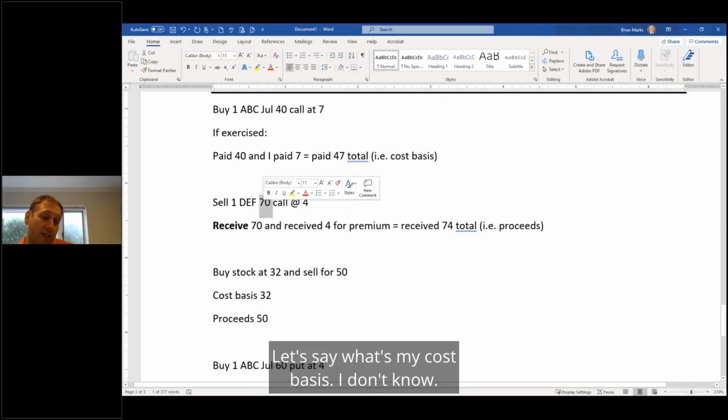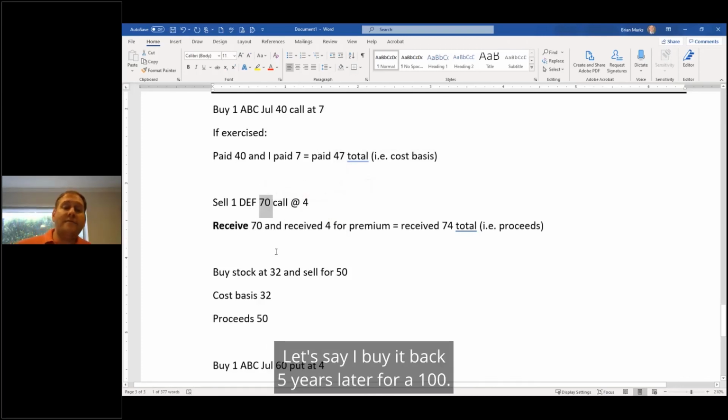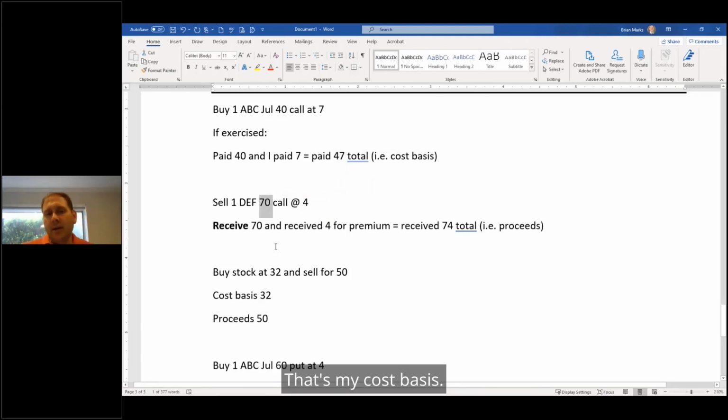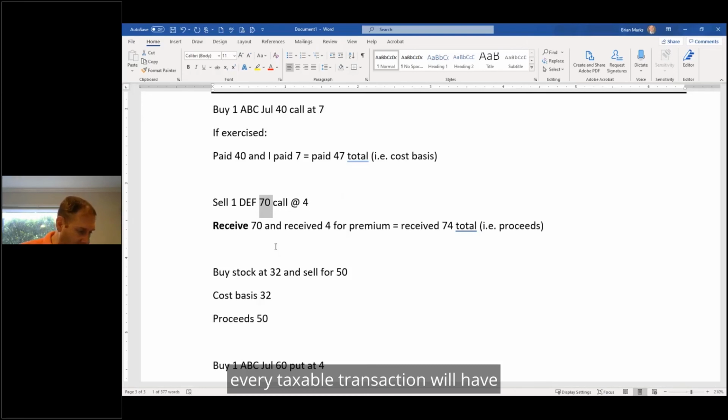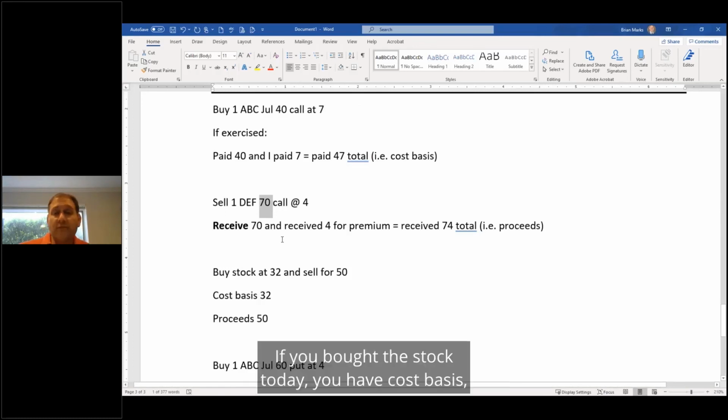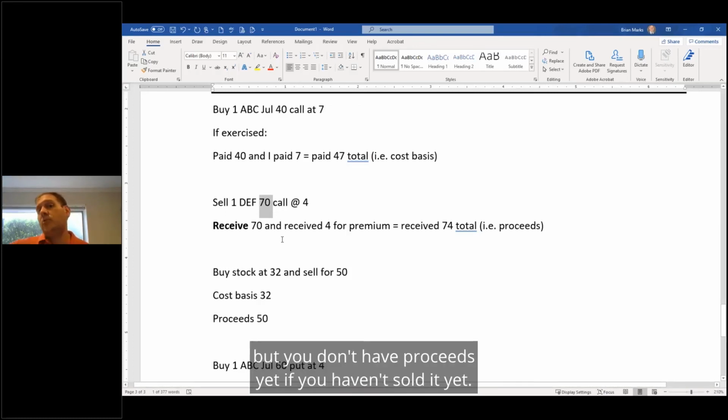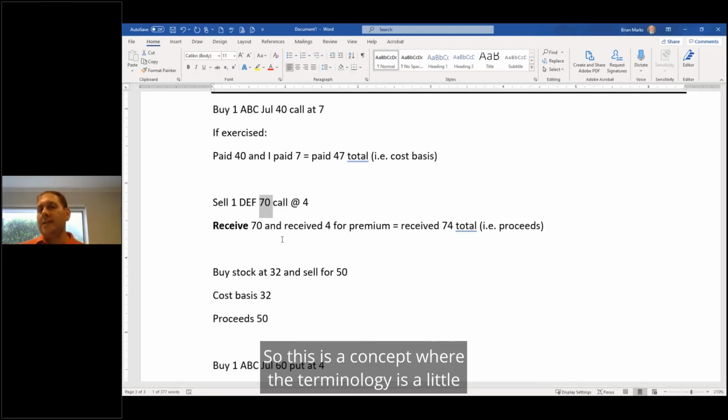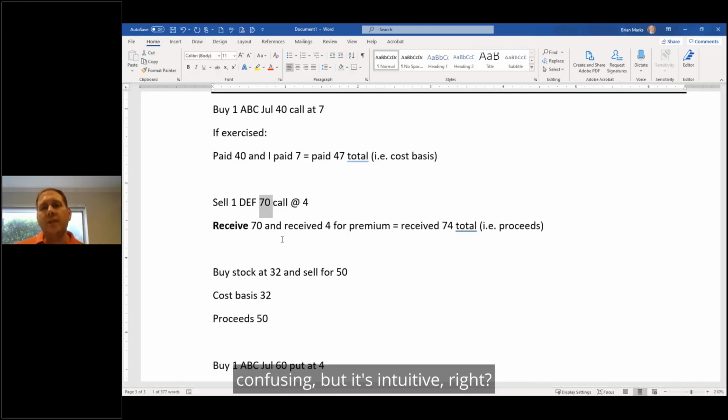Let's say, what's my cost basis? I don't know. Let's say I buy it back 5 years later for 100. That's my cost basis. So every taxable transaction will have both proceeds and cost basis. If you bought the stock today, you have cost basis, but you don't have proceeds yet if you haven't sold it yet. So this is a concept where the terminology is a little confusing, but it's intuitive, right?